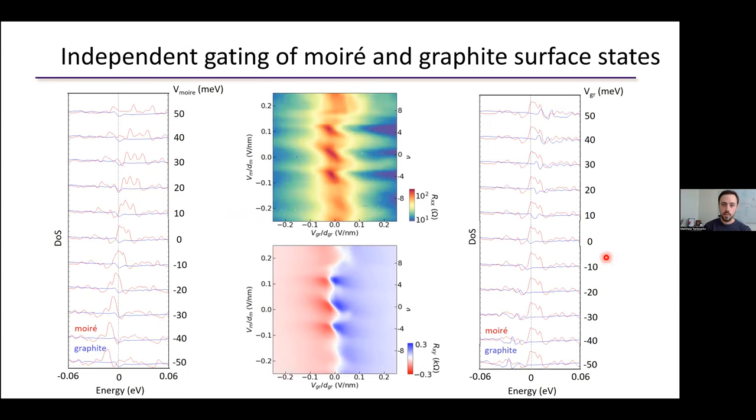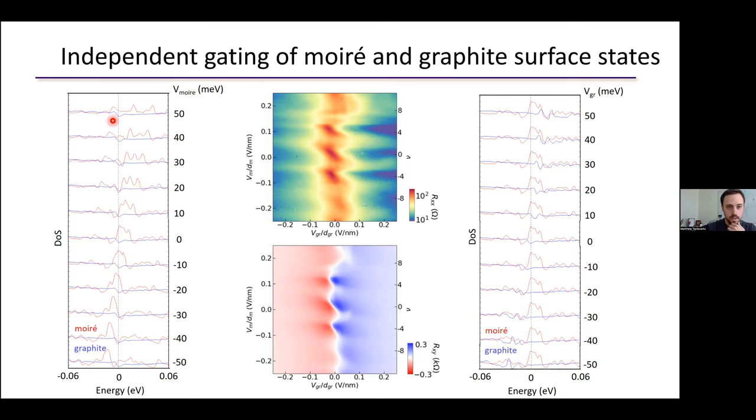So with this in hand, we can use this independent gating model to understand the field transport phenomenology in the system. As one more way to conceptualize this, I can just integrate these bands and plot the density of states as a function of the Moire potential and separate them out for the two surfaces. The red is basically the top three layers of the Moire surface, and the blue is the bottom three layers of the graphite surface.